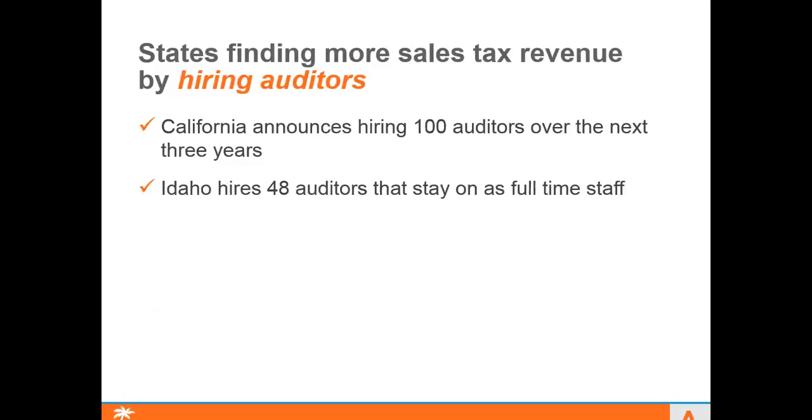A couple of the things that they're doing is hiring auditors. California just announced that they're hiring 100 new auditors. A good example is Idaho. They actually hired 48 temporary auditors last year, and they were told to go out and find ways to recoup some of their budget deficit. They were so successful that they were actually hired on full time. So you can see that the states are definitely hurting for the money, but they're also finding ways to fill those gaps by going through audits and finding where people are not complying with the rules.